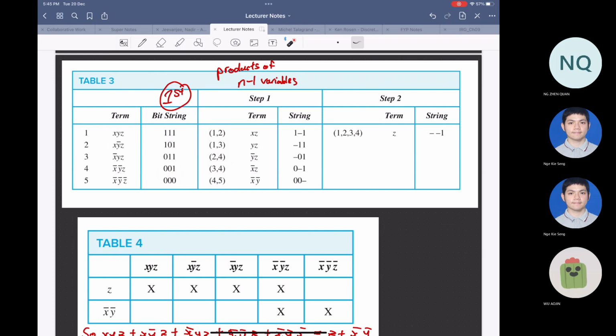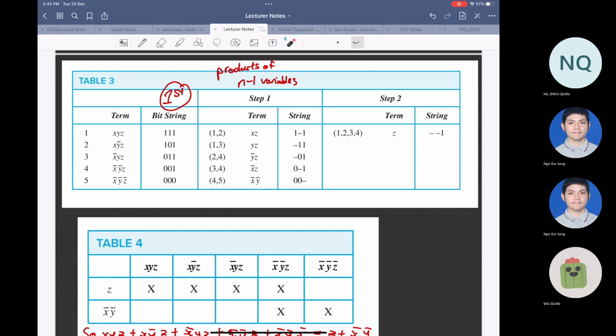After you combine them, you can replace the literal you already cancelled with a dash. For example, Y already gets removed because you got Y and Y bar, so they are already combined, so you can put a dash here.